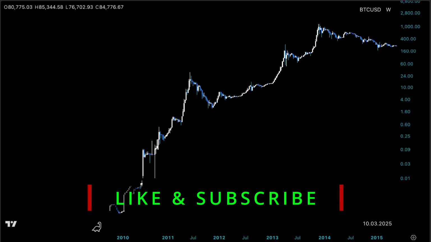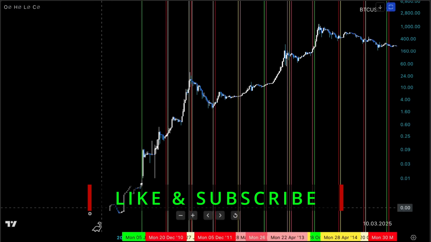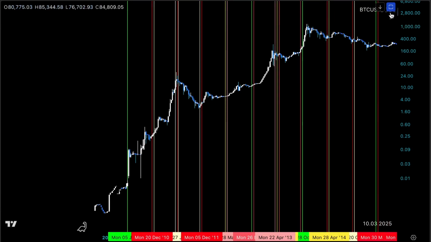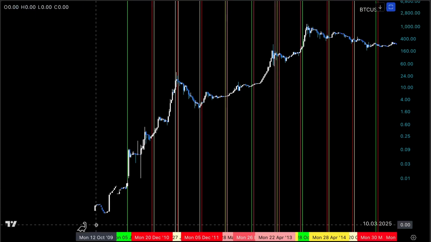I've been busy trying to finalize this work, which I'm going to show you in a minute. I've already done it for 2025. This is a BTC index chart based on a weekly time frame, as you can see right in here, and the entire BTC history is actually on this chart, which started in October 2009.